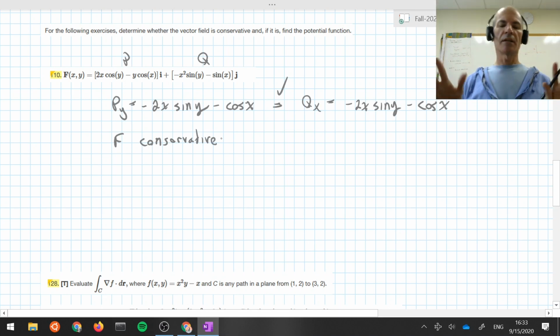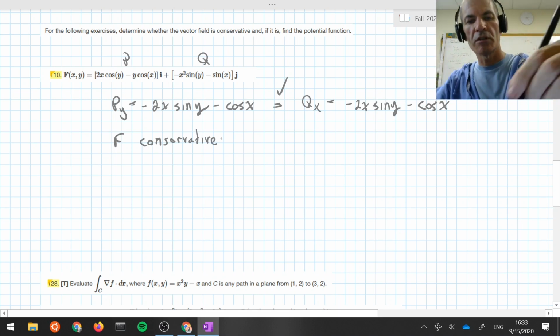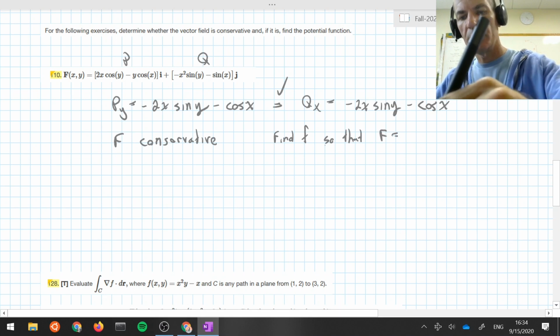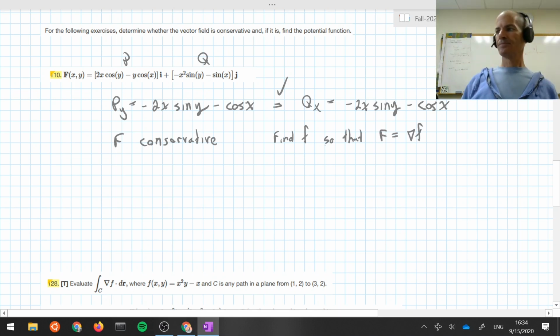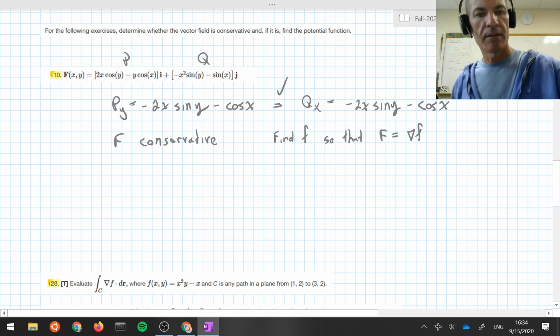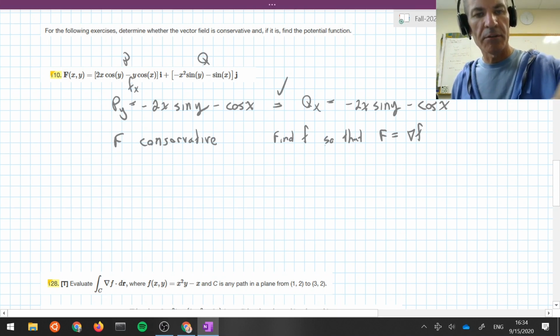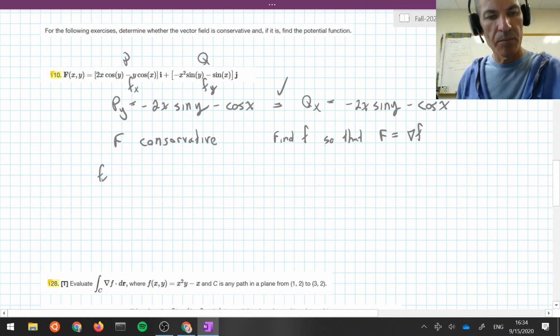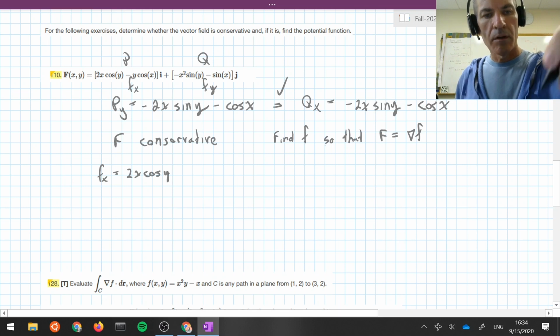Now we're not asked to do any integration here, but we are asked to find the potential function. So we need to find f so that big F is equal to the gradient of little f. All right, let's do that. So now we're assuming that this piece is f sub x and this piece is f sub y. And again, we'll just start with f sub x, integrate, yada, yada, yada. So f sub x is 2x cosine y minus y cosine x. Let's anti-differentiate with respect to x.